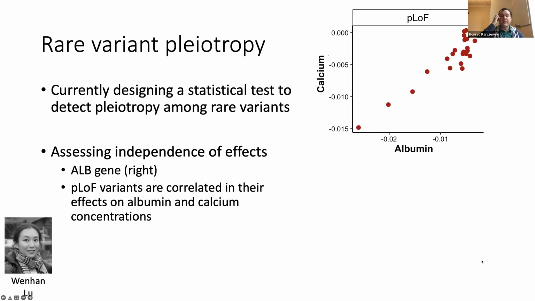So finally, we can use this data set to explore several aspects of rare variant pleiotropy. We're still in early days with this, but Wenhan Liu, an associate computational scientist in our unit, in collaboration with Luke O'Connor, has been spearheading the creation of a statistical test to detect pleiotropy among rare variants in the exome. We're still finalizing this test, but here are some preliminary analyses highlighting some putative independent effects.